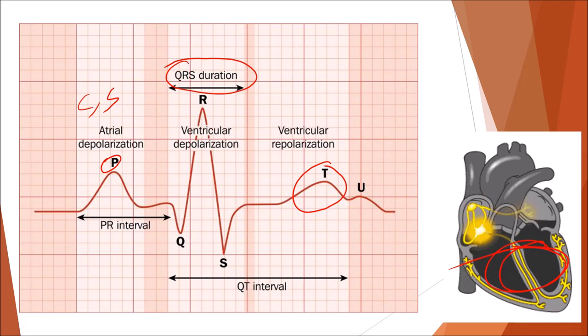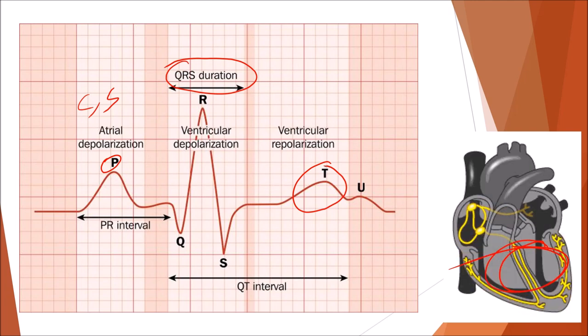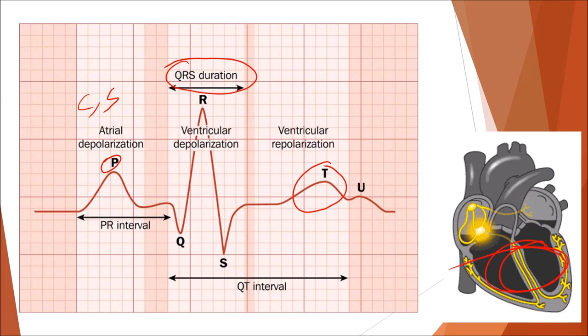Make sure you know these. When somebody asks you, you should just know. You shouldn't even have to think about it. P, atrial depolarization. QRS, ventricular depolarization. T, ventricular repolarization. Just know.